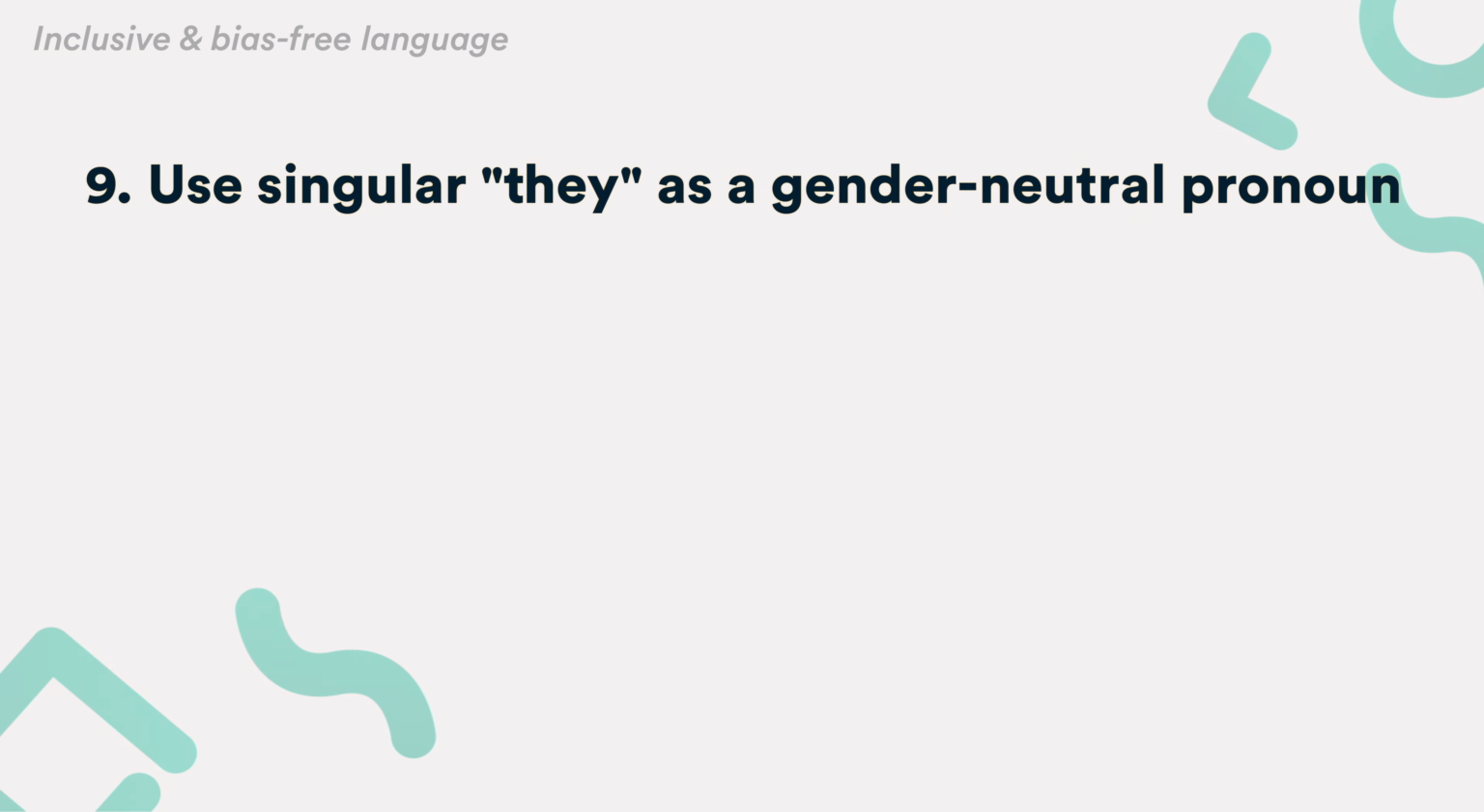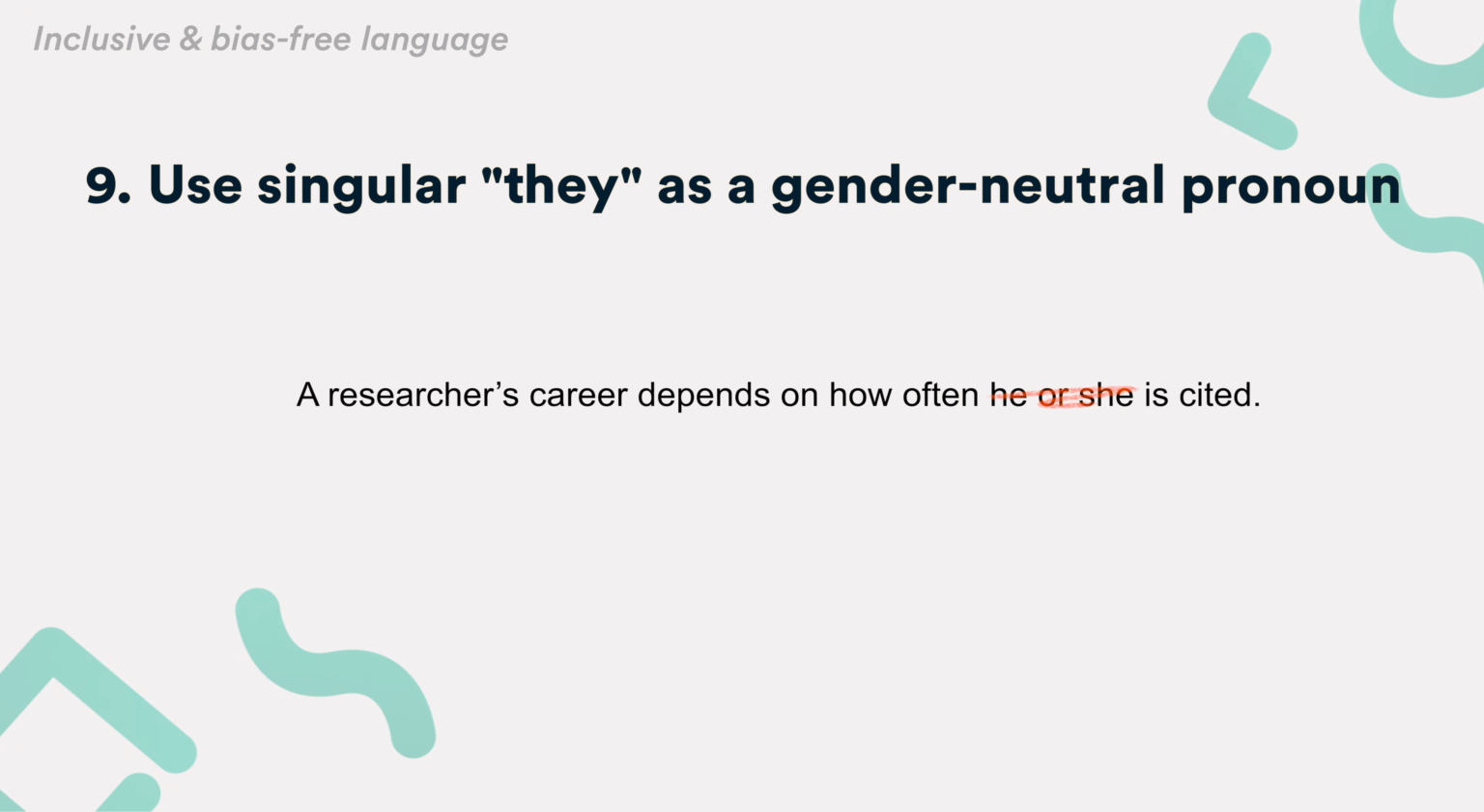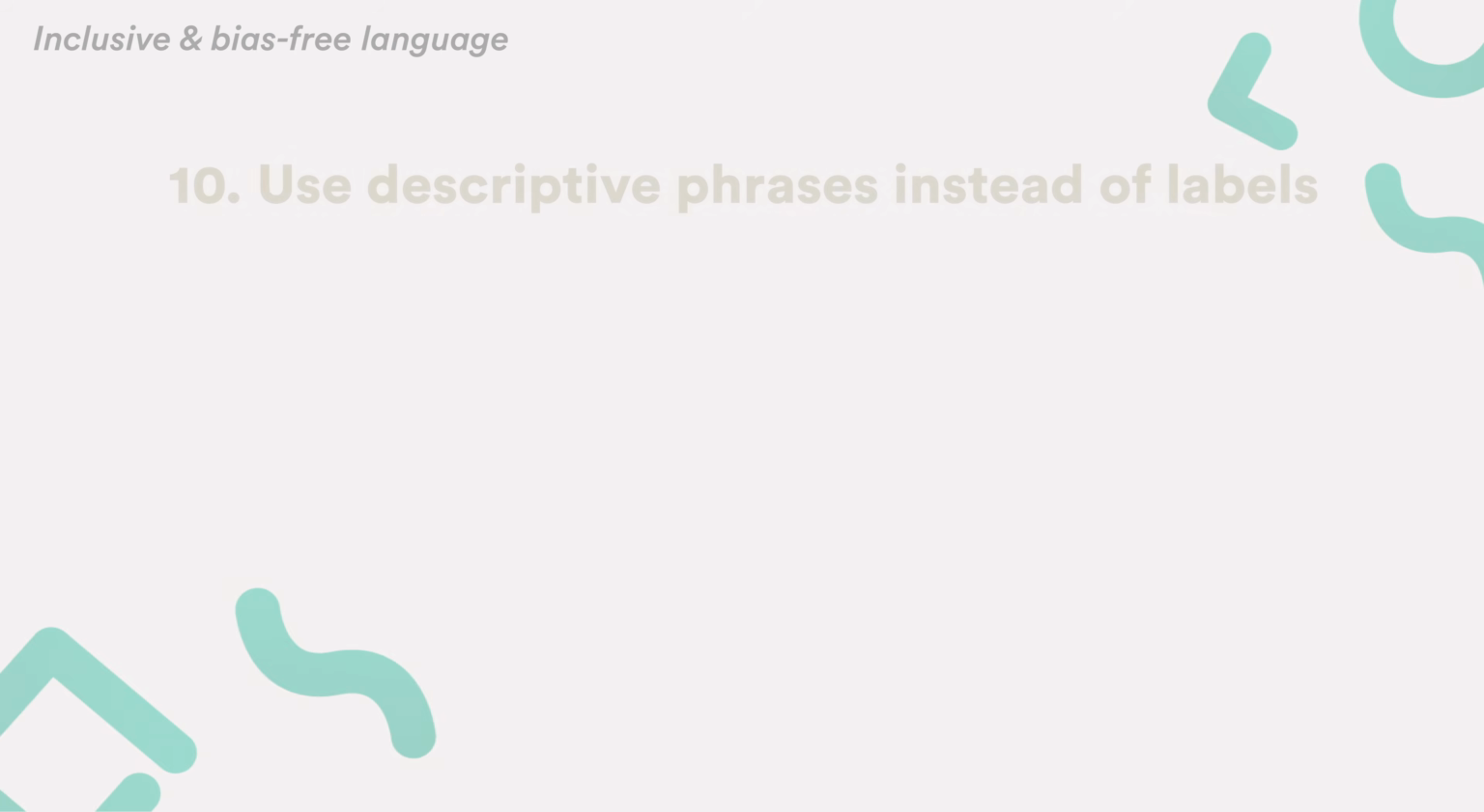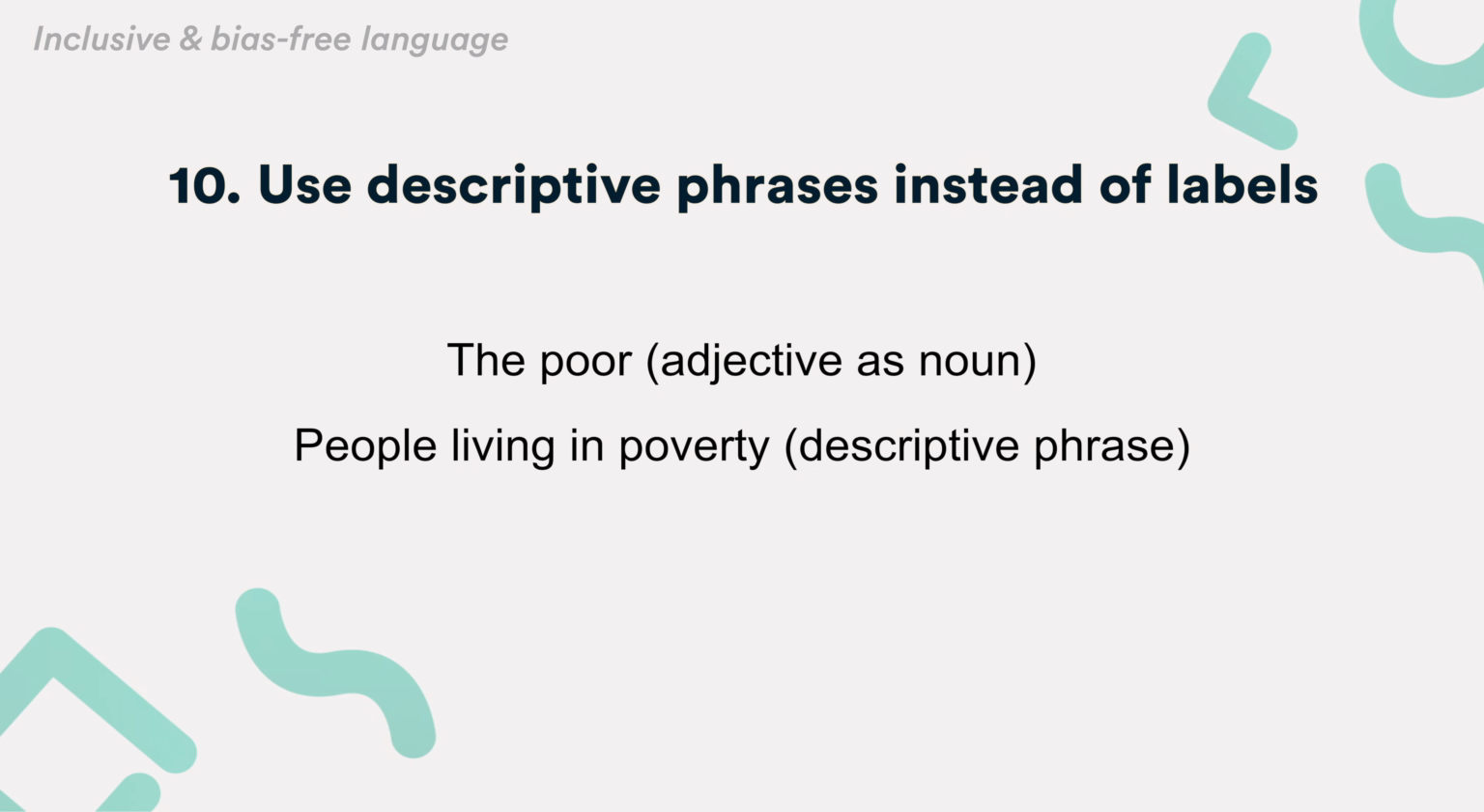Number 9. The singular they or their is endorsed as a gender-neutral pronoun. Instead of saying he or she, you're encouraged to say they. Number 10. Instead of using adjectives as nouns to label groups of people, descriptive phrases are preferred. So instead of saying the poor, you should say people living in poverty.